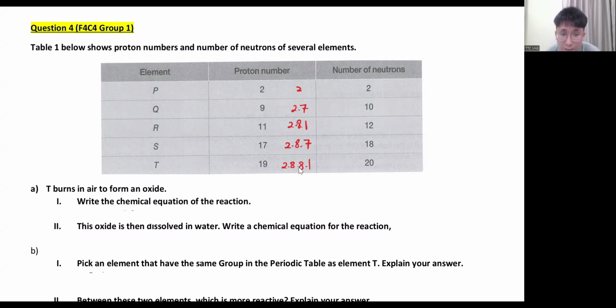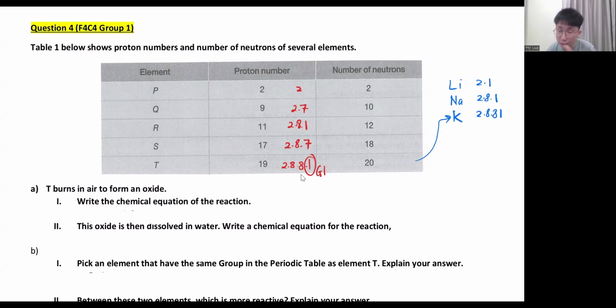Since we talk about 19 being 2.8.8.1, guys, wanna guess who this is? Remember, do you see it ends with 1? If it ends with 1, what group is this? This belongs to group 1. And what are the elements in group 1? I hope your teacher will give you the periodic table, but if not, you cannot do anything. We have lithium, sodium, potassium. These 3 are the maximum you learn. The arrangements for lithium, sodium, potassium are 2.1, 2.8.1, 2.8.8.1.